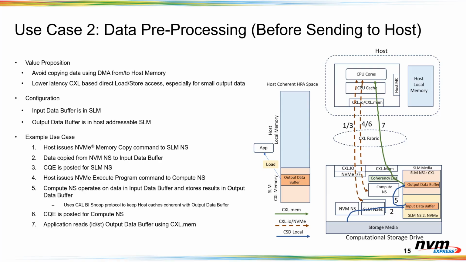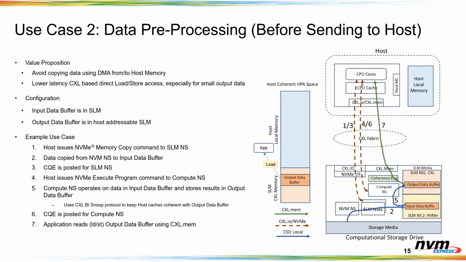So our input data buffer is in traditional SLM in this case, meaning we do not have host addressable for the input data buffer, and that's no problem. We don't need it for this example. The output data buffer is in host addressable SLM that is configured for CXL. So in this case, we're going the opposite direction. The first thing we're going to do is issue an NVMe memory copy command to the SLM namespace, which is going to copy data from the NVM namespace into the SLM namespace and write it to the input data buffer.